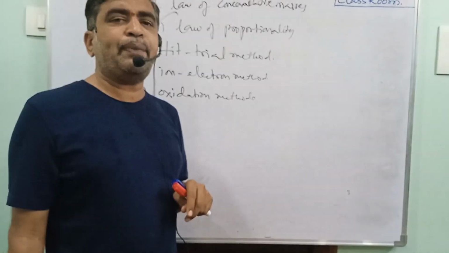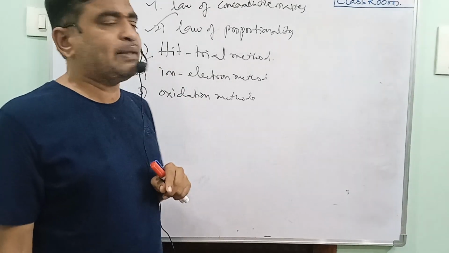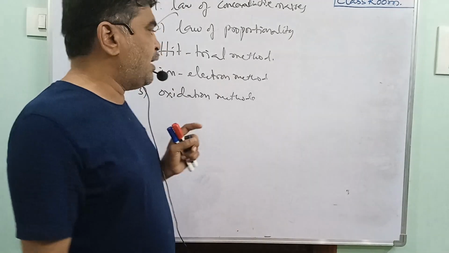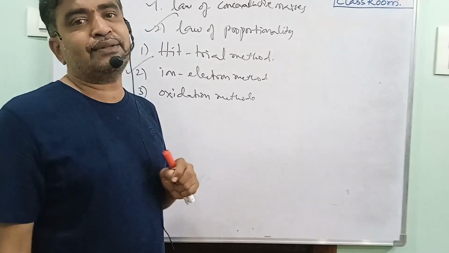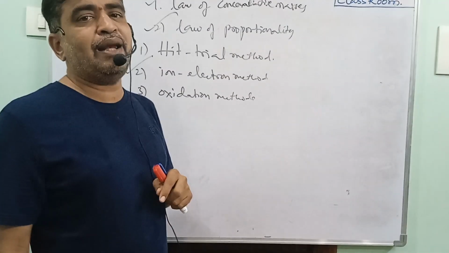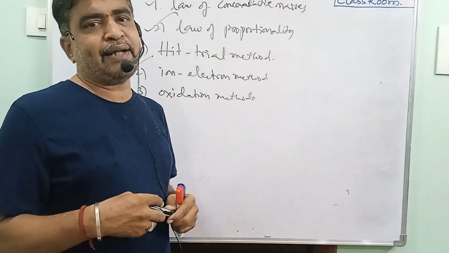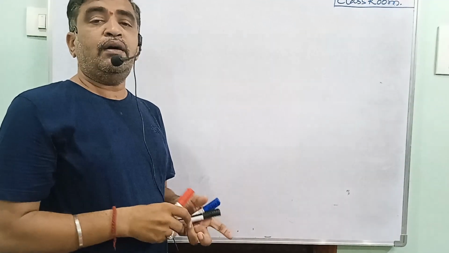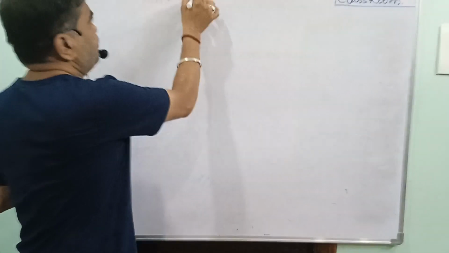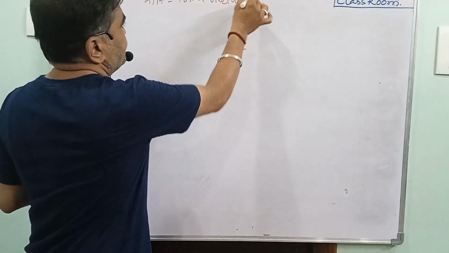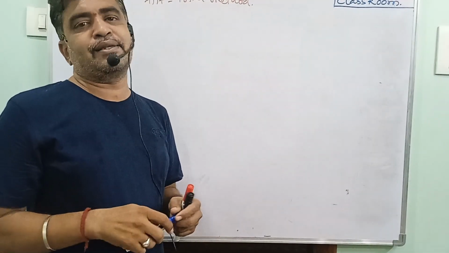So here we have three methods to balance the equation: the hit and trial method, the ion electron method and the oxidation state method. These three methods are very useful to balance the equation. How are we balancing in these methods? One by one we discuss. Now we discuss the hit and trial method, the first method. How we use it, now we see. For that we give an example.